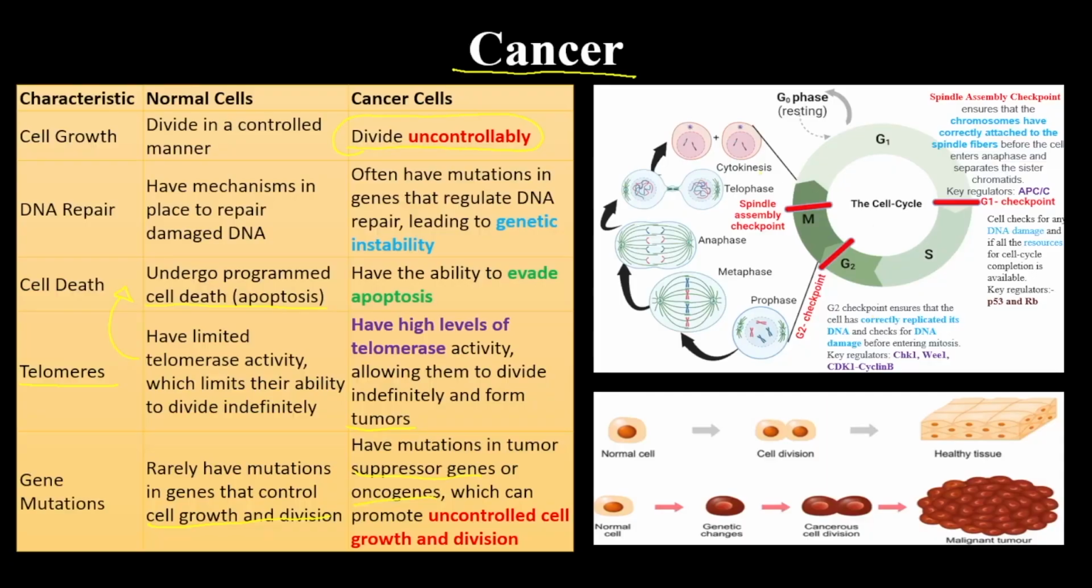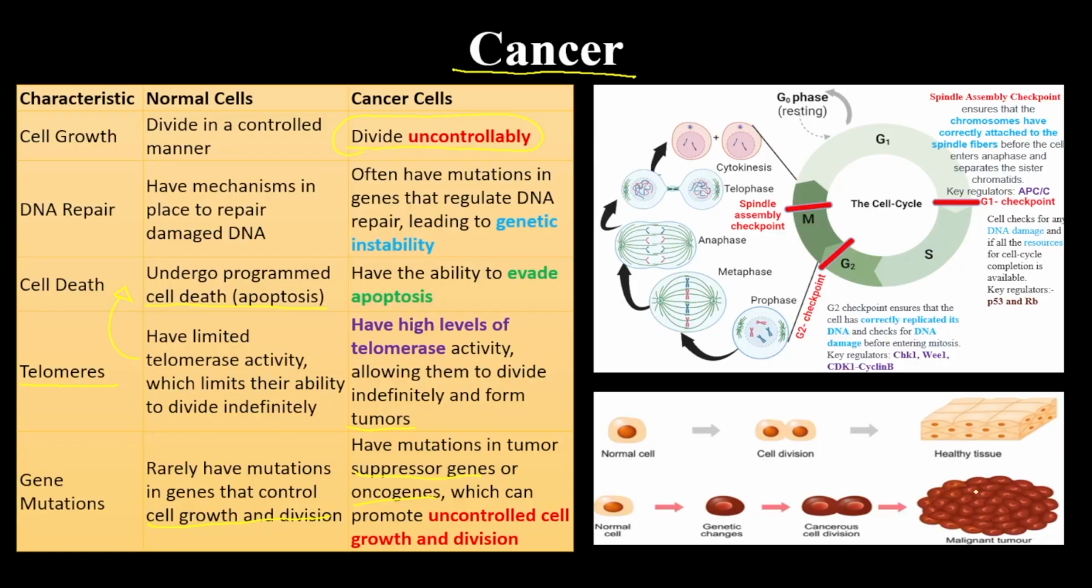So these are some of the things we have shown: how the cell cycle is happening, how the different stages of the cell cycle are happening, how the different molecules or enzymes are participating in these pathways, and how a normal cell is getting converted into a cancer cell. The normal cell goes through cell division and forms healthy tissue, whereas when it goes through genetic changes, meaning mutations and other things, it acquires the transformogenic phenotype, and as a result it forms a malignant tumor.